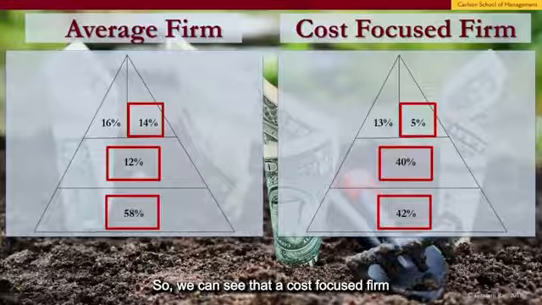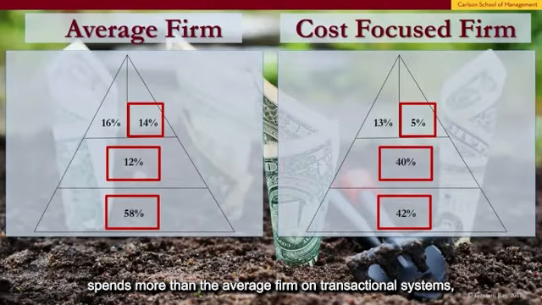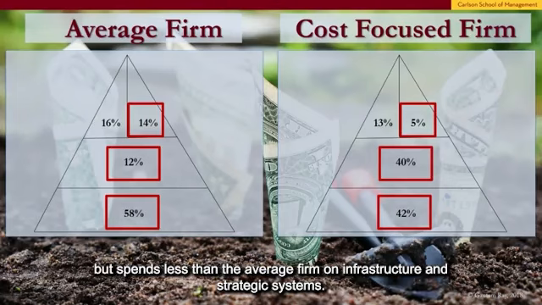So we can see that a cost-focused firm spends more than the average firm on transactional systems, but spends less than the average firm on infrastructure and strategic systems.